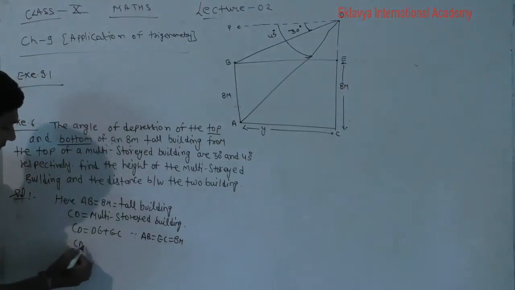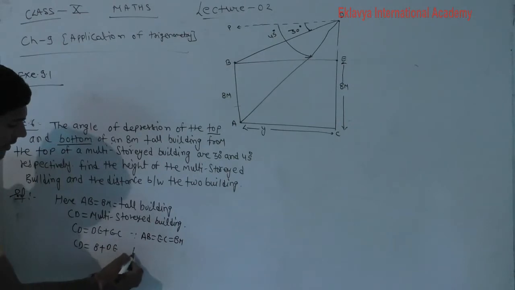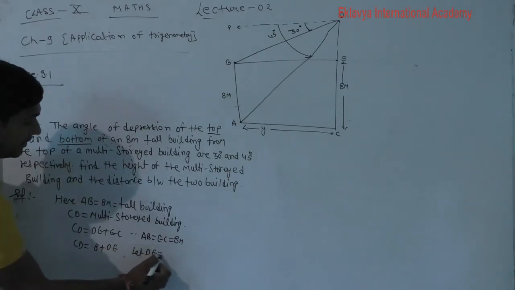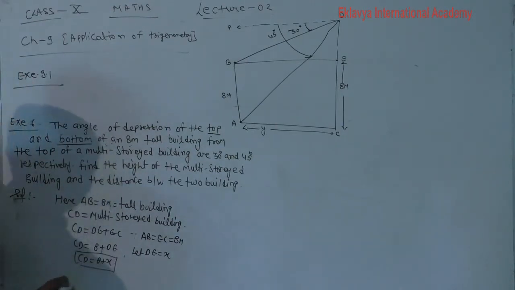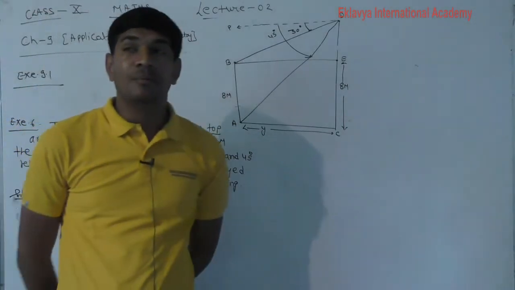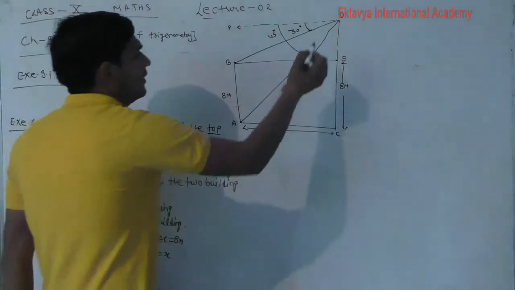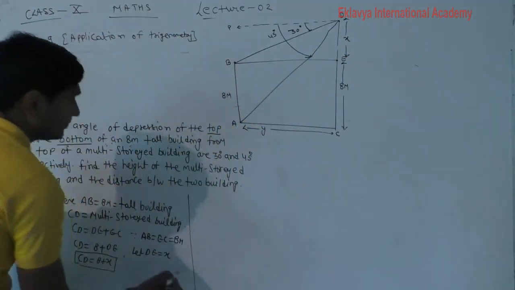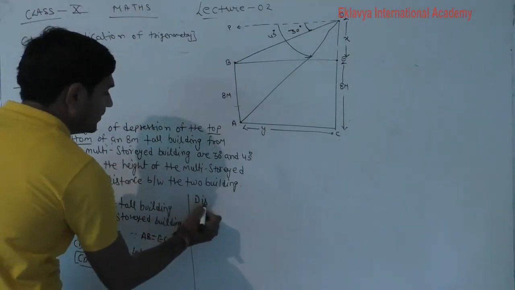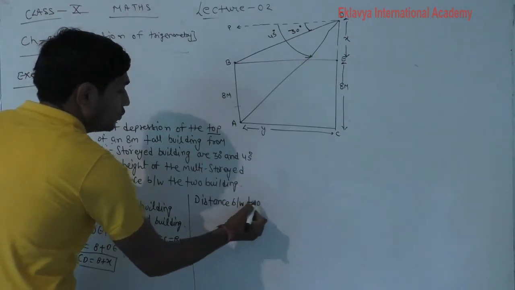So what is the value of CD? 8 plus DE. And let us consider here DE is X. Then what is the value of CD? 8 plus X. So to find out the height of the multi-storied building, firstly we will find out the value of X. What value do you have to find out? X. After that, the distance between the two buildings.